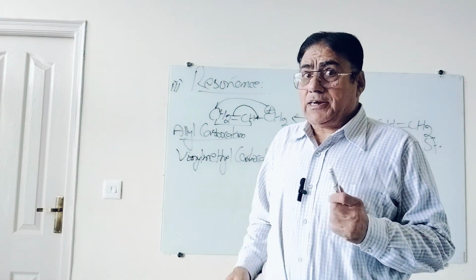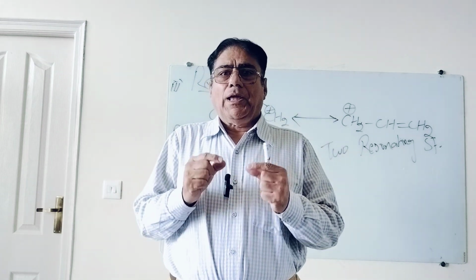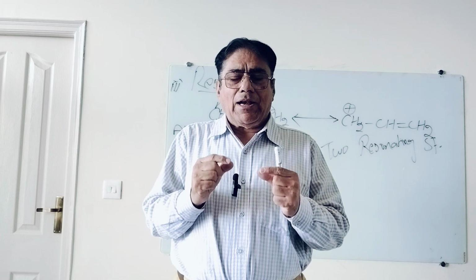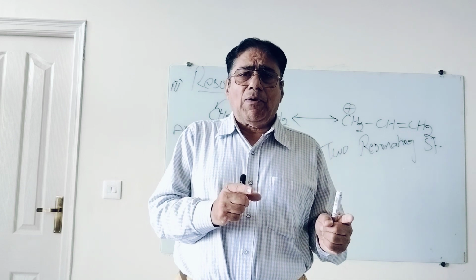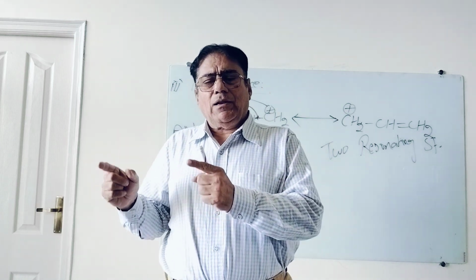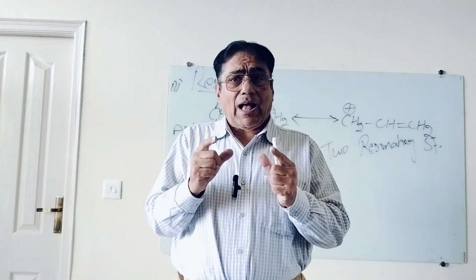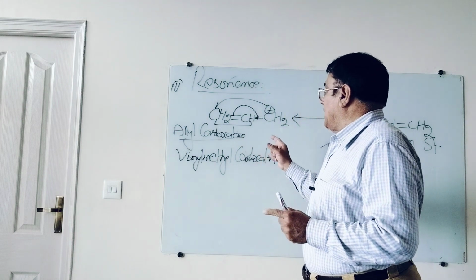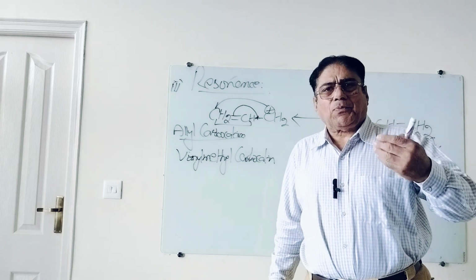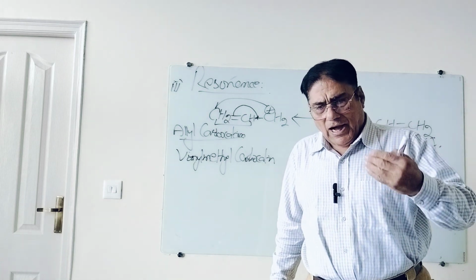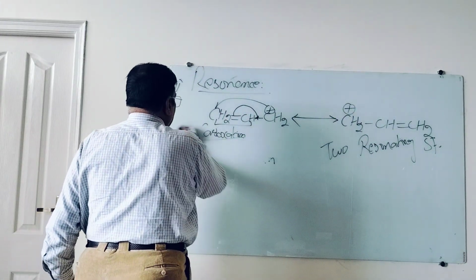And further, yesterday I did say the plus inductive effect comes from the alkyl group. As the size of the alkyl group increases, the plus I effect also increases. The least will be of methyl, then ethyl, propyl, butyl. Similarly, in this structure you are looking at two resonating structures. If some species has more than two resonating structures, that will certainly be more stable than allyl carbocation.